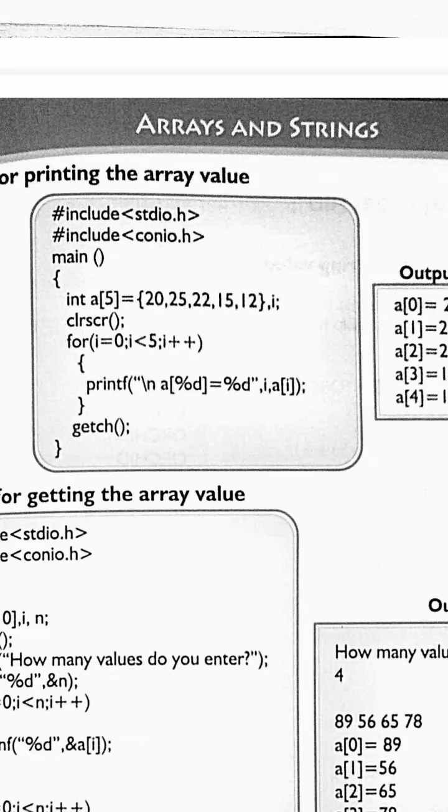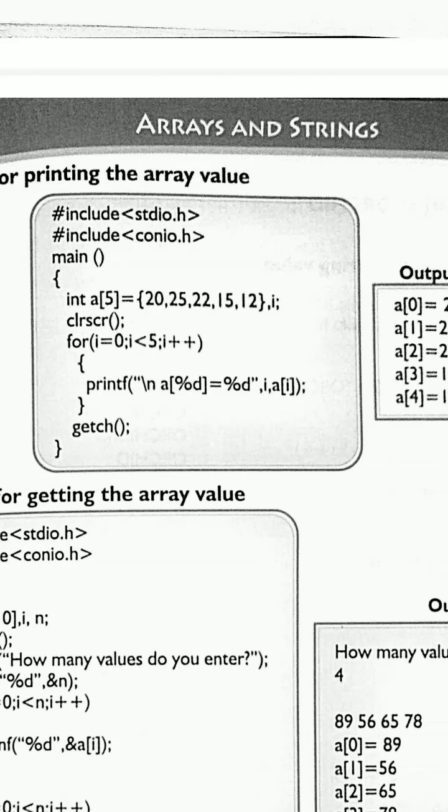Now the value becomes 2 here. So this process will be repeated until the value becomes 4. When the value becomes 5, 5 is not less than 5, so the condition will become false. So it will get out of the loop and execute the getch. Getch means the function that is used to hold the output of this program.